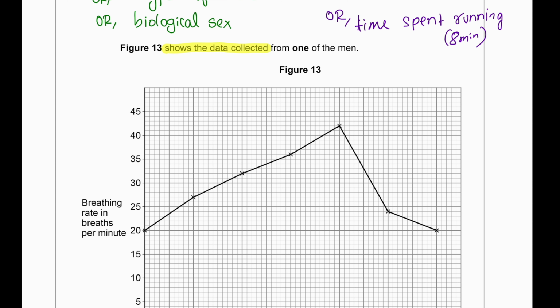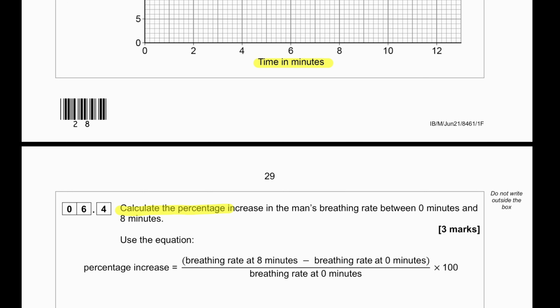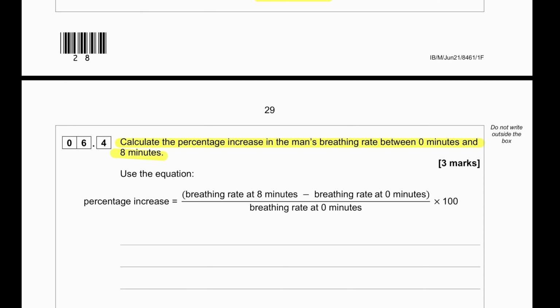Figure 13 shows the data collected from one of the men. Breathing rate in breaths per minute and time in minutes. We can see as the time in minutes increases, breathing rate increases up until 8 minutes and then decreases up until 12 minutes. Calculate the percentage increase in the man's breathing rate between 0 minutes and 8 minutes. To do this calculation, we have to do percentage increase: breathing rate at 8 minutes minus breathing rate at 0 minutes divided by breathing rate at 0 minutes.